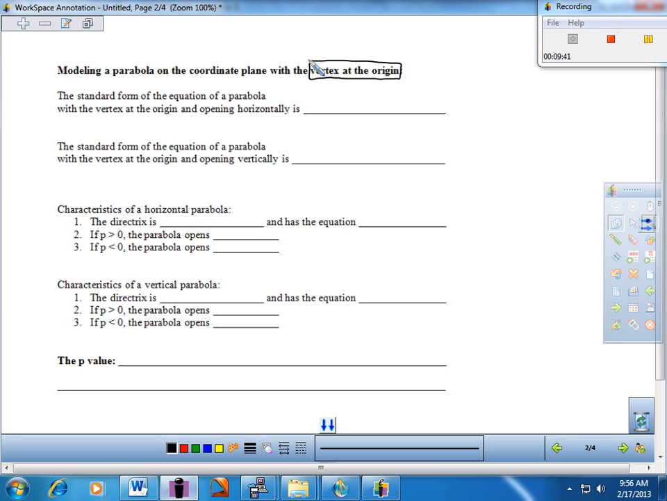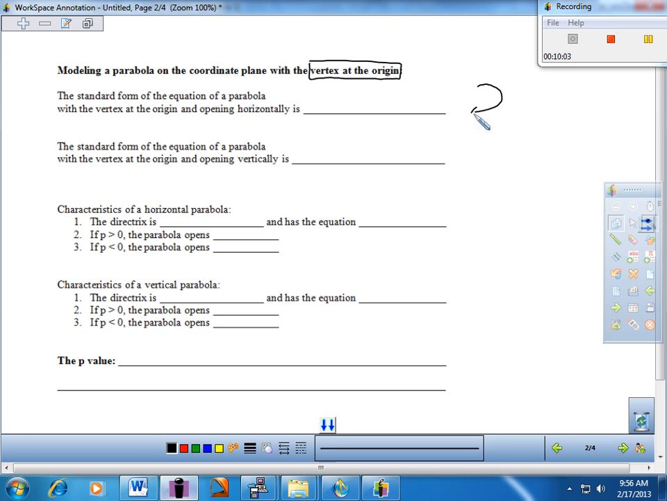So we're going to start this out vertex at the origin. So vertex at the origin. You should know what the vertex of a parabola looks like. And what we're going to do is really see four different parabolas form here. So we're going to see two opening horizontally and two opening vertically. So why don't we just go ahead and sketch that out just for good measure here.